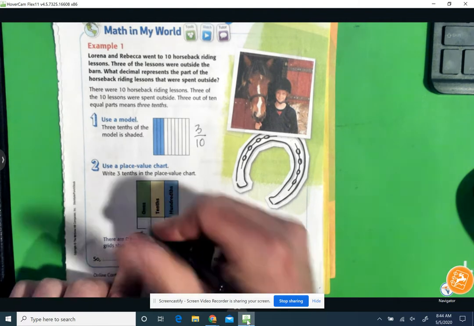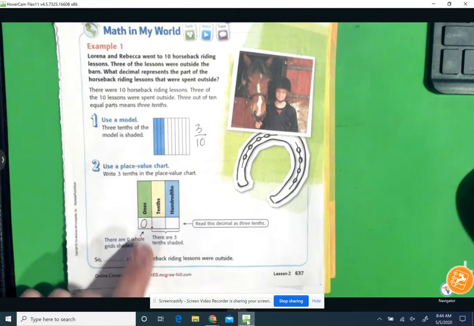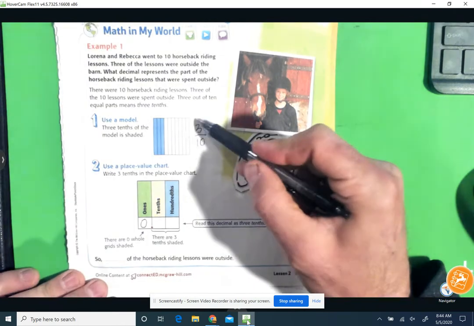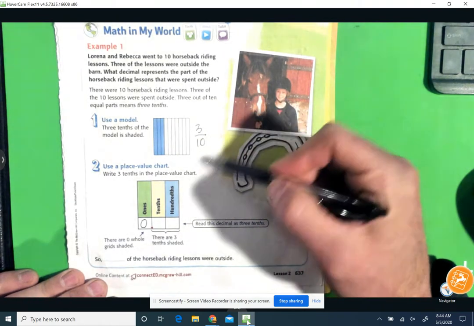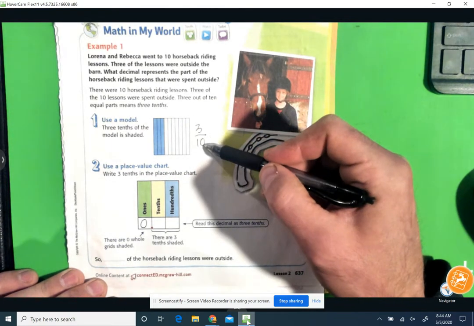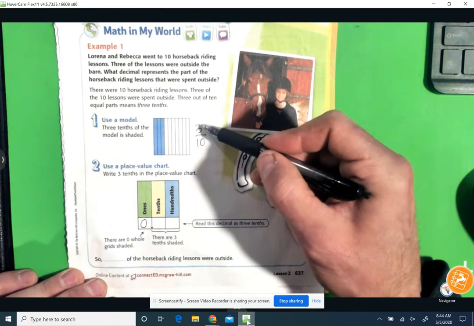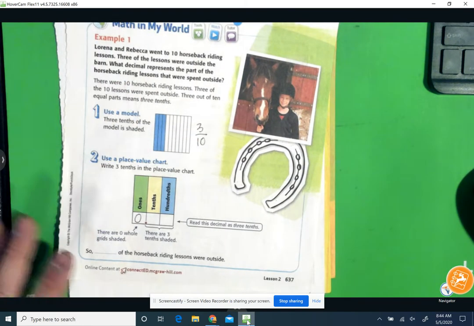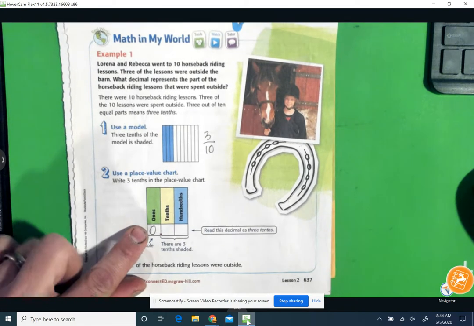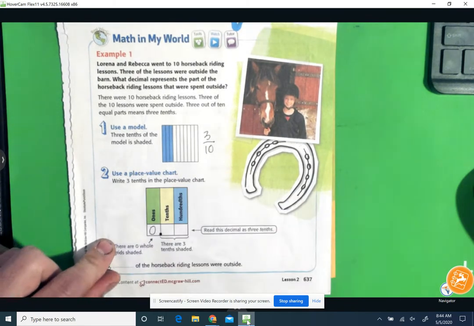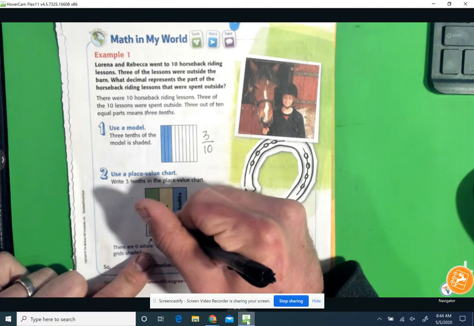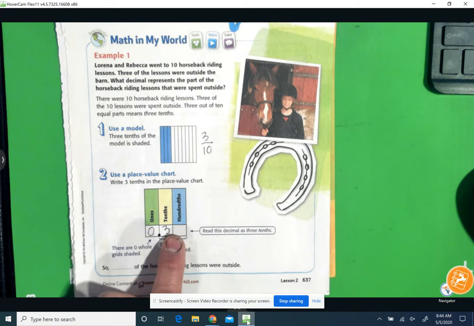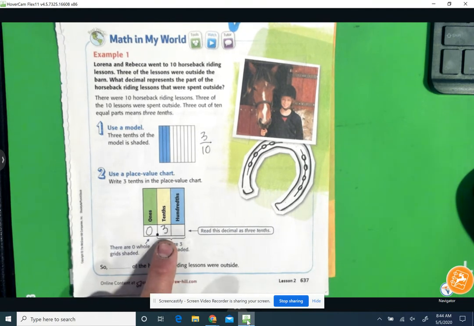So we can go ahead and put a 0 in the ones place because there's not going to be any whole numbers, right? We didn't use one whole group of lessons, a group of 10 lessons, right? We use less than because only 3 of them were outside. So to write 3 tenths as a decimal, put a 0 in the ones place, write your decimal point, and write a 3 to the right of your decimal point. This says 0.3 or 3 tenths.